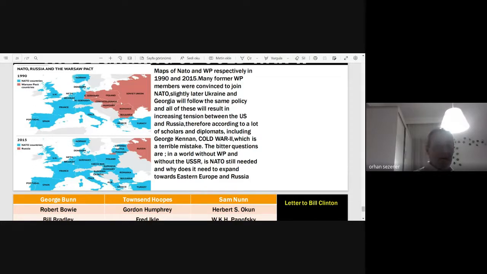With the collapse of the communist regime, most of the former WP, Warsaw Pact countries were accepted to NATO. Please notice Germany is united, and East Germany became a member of NATO. Czech Republic, Hungary, Poland, the Baltic countries, Romania and Bulgaria became NATO member countries, who were former Warsaw Pact countries.